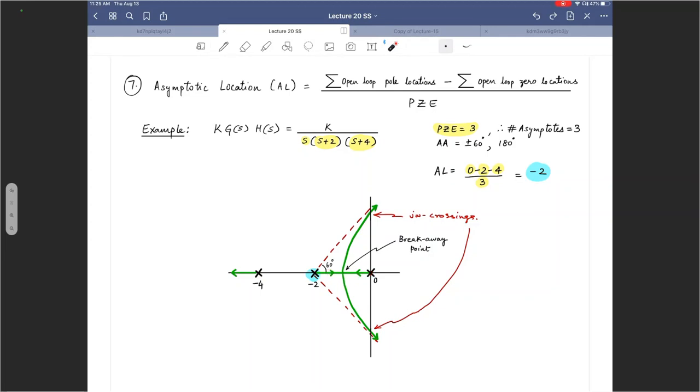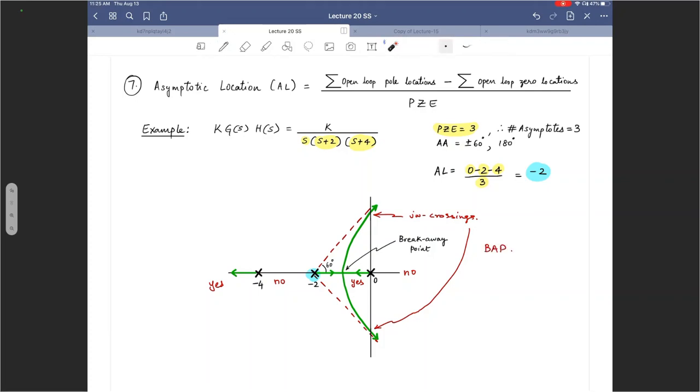Why is that? Because when you use rule 2, you will see that this is no here, yes here, no here, yes here, right? So the only way it can start at these poles and be present on the real axis is if it is moving towards each other there. And if it is moving towards each other there, and it has to end at a zero, it has to break away, and break away at a certain point. I don't know what yet. I need to calculate the breakaway point, BAP. I don't know what that is yet.